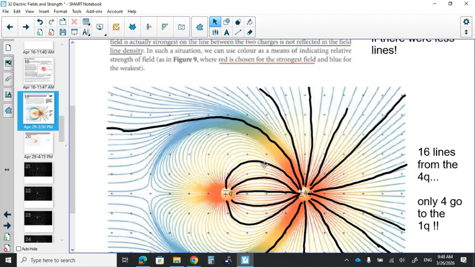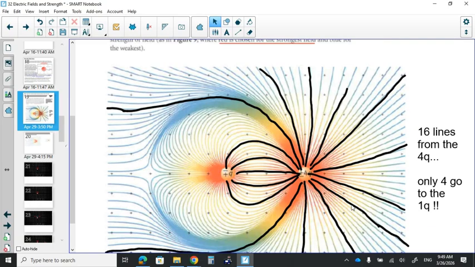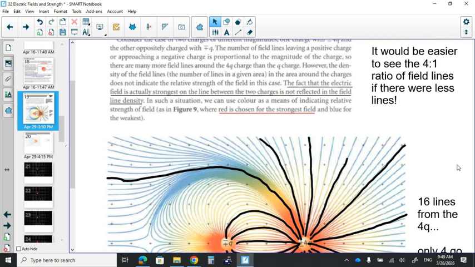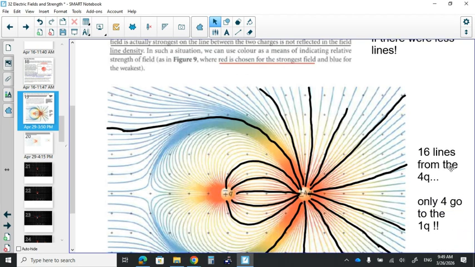So I have 4 of them going to this charge because it's 1/4 of the charge, right? And then the rest are going off, right? So 16 lines come out from this one, only 4 come out for this one. And so that's how they'd pair up. It's not as obvious in the diagram the way it was because there's so many lines. It's kind of hard to tell. There's more lines from the bigger charge than the smaller charge, right? I would prefer to see the diagrams like that, but they show a whole bunch of lines all the time, right?